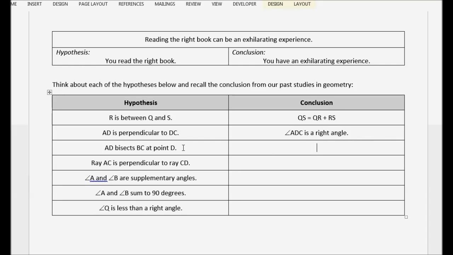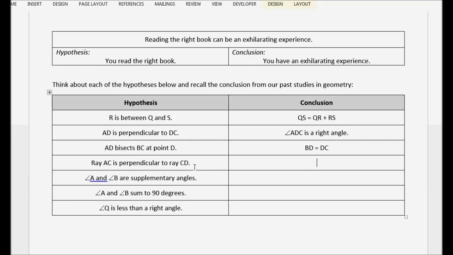If AD bisects BC at point D, that means that there's a point between B and C at which the segment is split in half, and that point is D. So that BD is equal to DC.